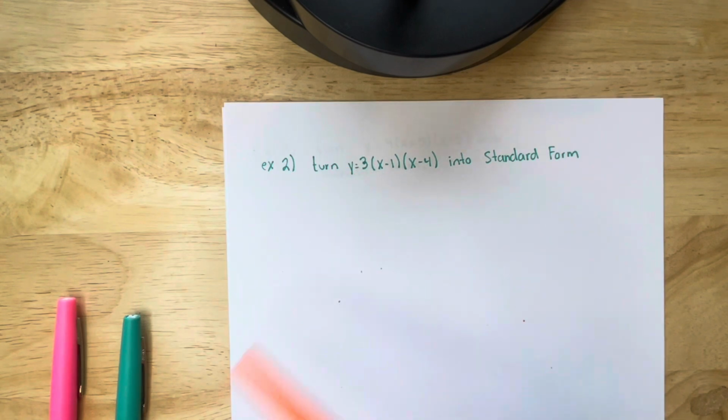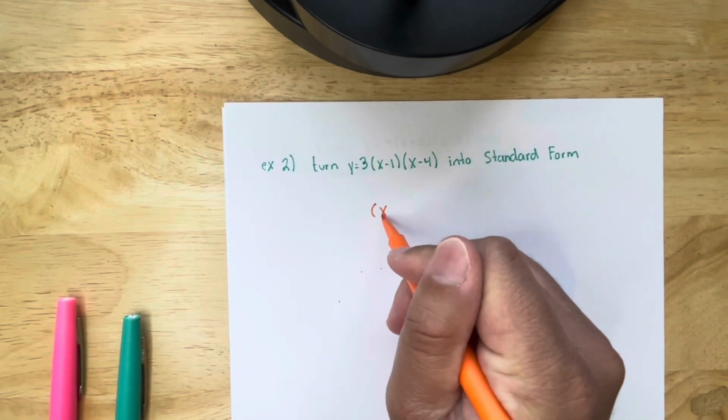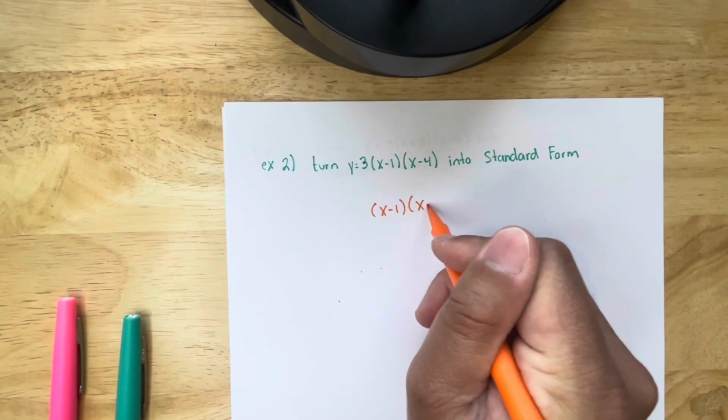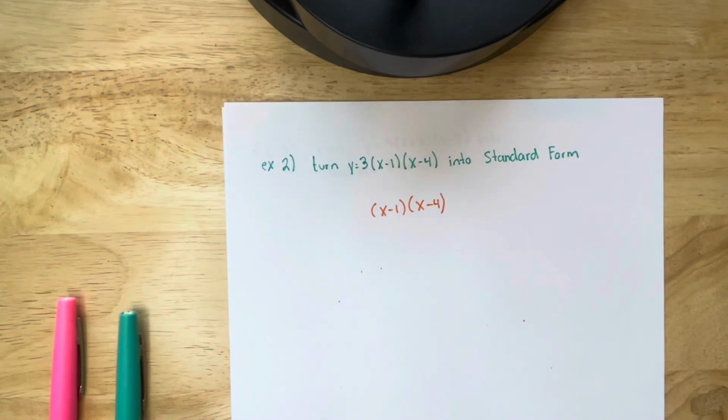So what I first need to do is I always need to distribute the parentheses. But remember, we're not going to do it the old way of box method. We're going to do it the new way of distributing. So what I'm going to do is I'm going to set this up as x minus 1 times x minus 4. And what I'm going to do is I'm going to bring down the 3 after I distribute. So when I distribute, remember what we said.